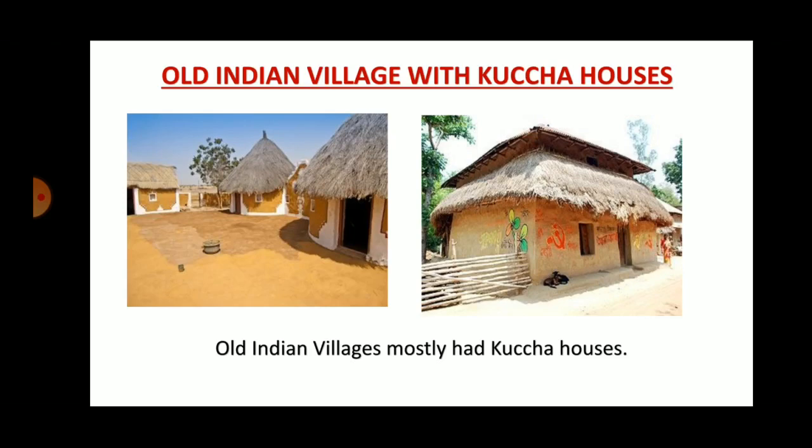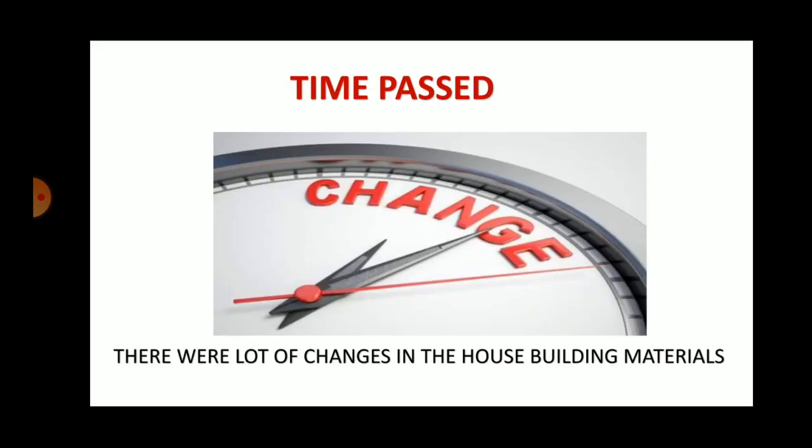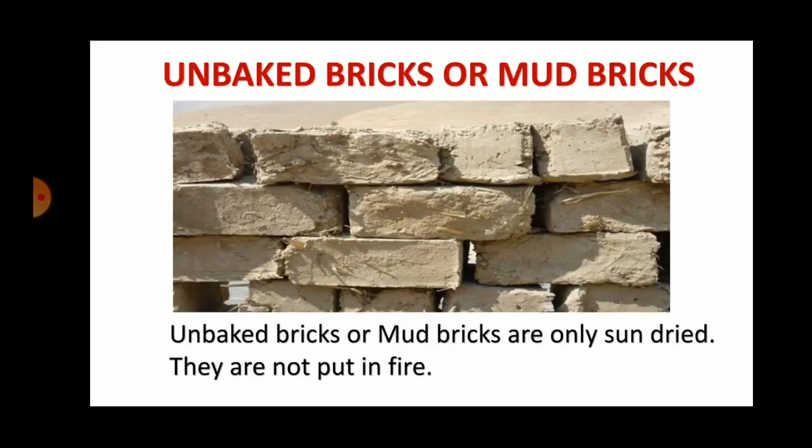So, old Indian villages mostly had kacha houses. Time passed. There were a lot of changes in the house building materials. Look here, the picture of unbaked bricks. Unbaked bricks are also known as mud bricks. Unbaked bricks are dried in the sun only. They are not put in fire.